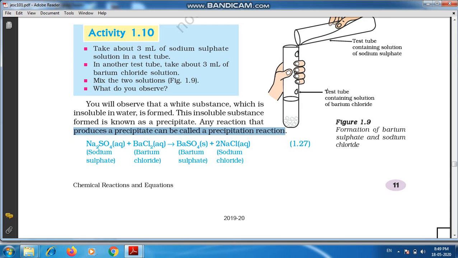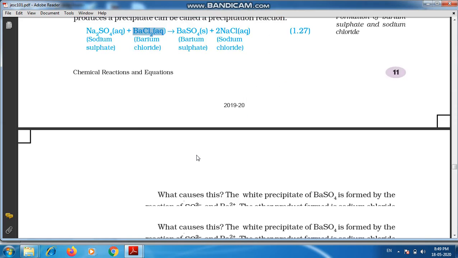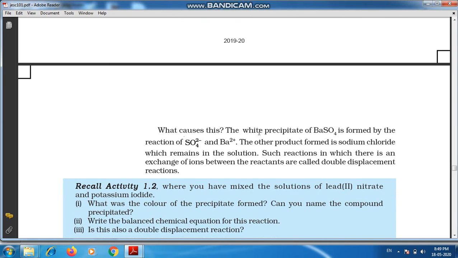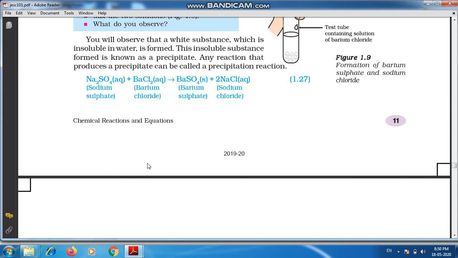What precipitation takes place? Just have a look. Sodium sulfate Na2SO4 and barium chloride BaCl2 give barium sulfate and sodium chloride. The white precipitate of barium sulfate is formed by the reaction of sulfate and barium, and the other product, sodium chloride, remains in the solution. Such a reaction where an exchange of ions between the reactants takes place is called double displacement.